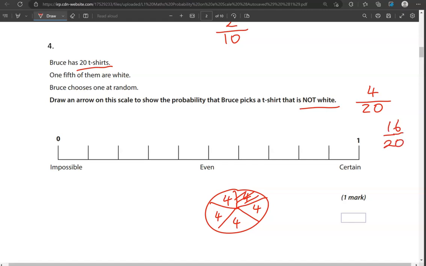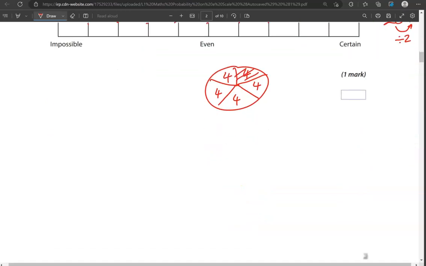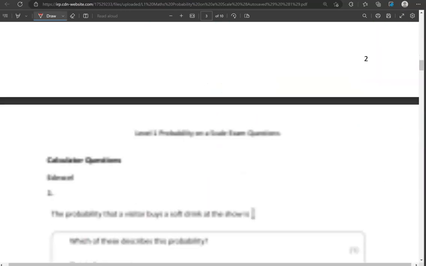So how do we show that within the scale? The scale has 10 equal divisions. So we're going to say out of 10. 20 divided by 2 gives us 10. So we'll do the same to the 16. So 16 divided by 2 gives us 8. So we're going to go 1, 2, 3, 4, 5, 6, 7, 8. Well, it says arrow in fact, so I'm just going to do an arrow. So that's the same as 0.8 or 80%.